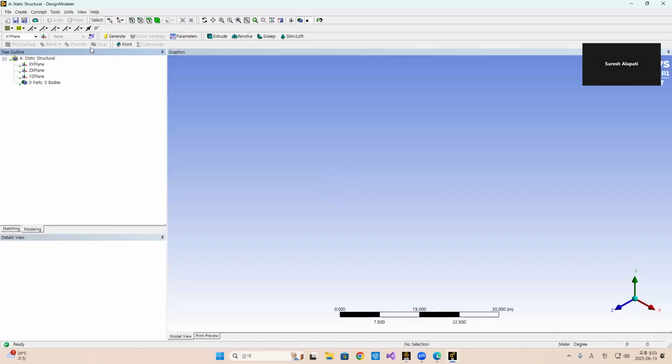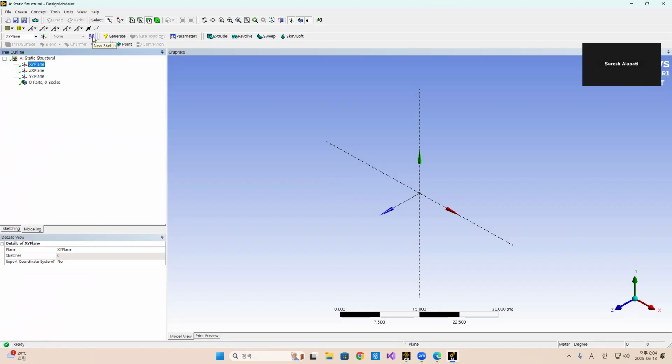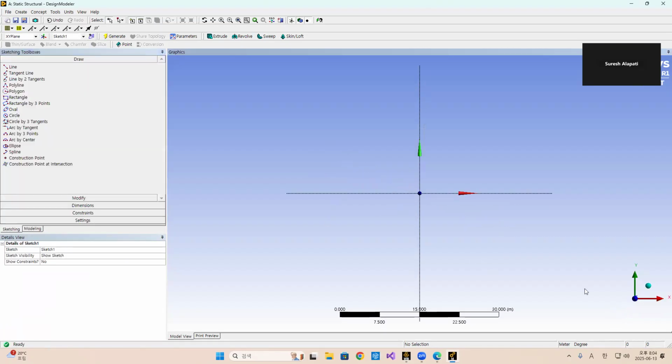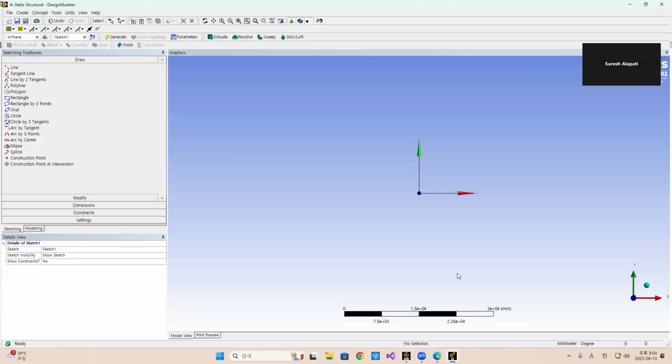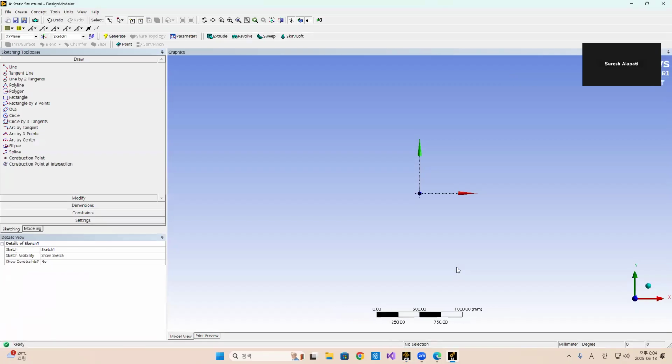So you can create using points and connect those points, which we already learned, or you can create using a sketch. So we make a sketch on the XY plane. Before that, change the units to millimeter. Units to millimeter is better. And yeah, zoom to the right.